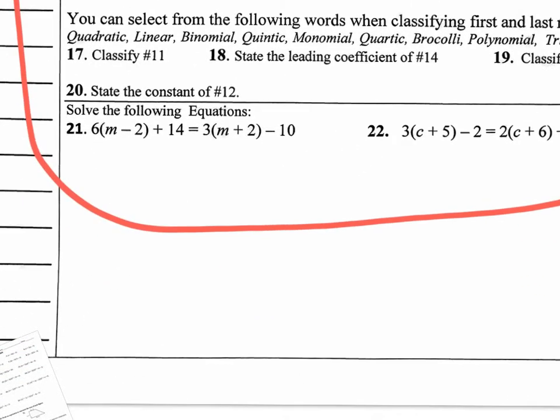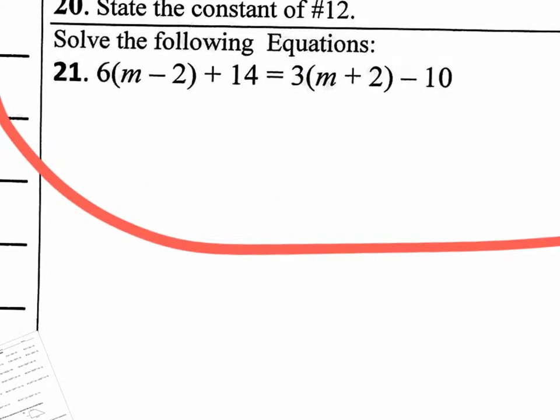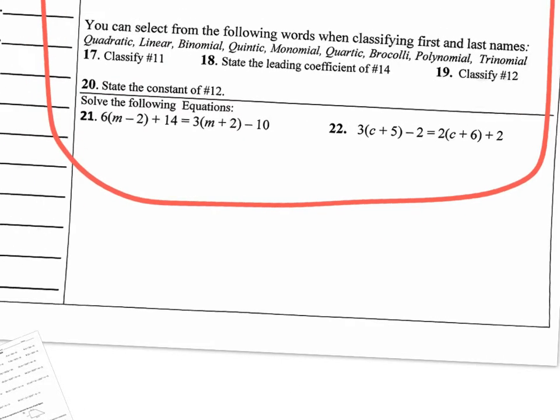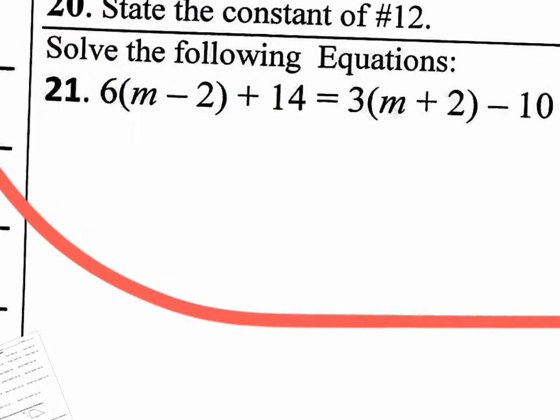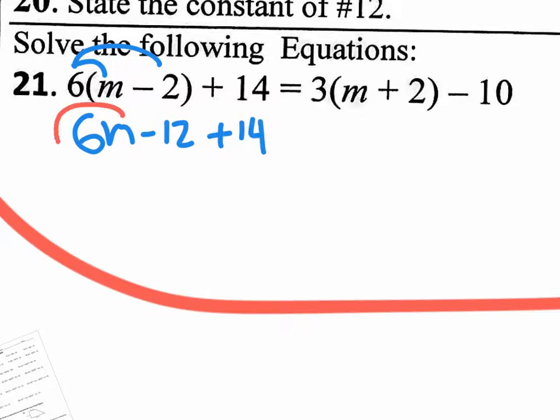We're also going to have these where we have to solve an equation by simplifying first, right? Does anybody want to see one of these? 21 or 22? 21, okay. So first thing to do is to simplify both sides. You're going to go 6 times m, that's 6m. 6 times negative 2 is negative 12. Bring down the plus 14. Out of those 3 terms, you could combine the negative 12 with the positive 14.